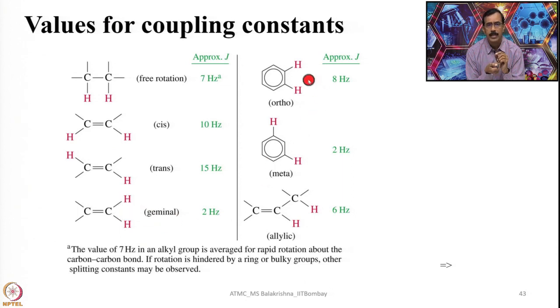And then in case of ortho coupling, in case of aromatic group, it is 8 hertz, meta it is 2 hertz, because farther. And normally you do not see para, they are too far, and in allylic it is 6 hertz. The value of 7 hertz in an alkyl group is averaged for rapid rotation about the carbon-carbon bond. If rotation is hindered by a ring or bulky groups, other splitting constant may be observed.